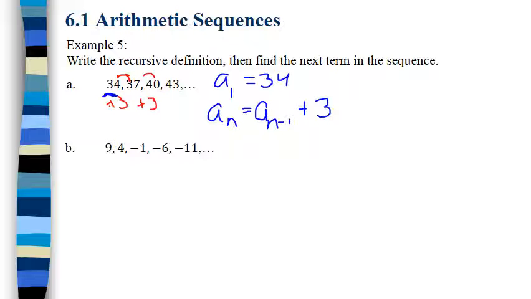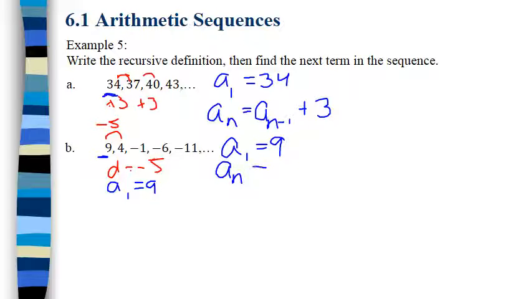So let's do another one. In this example, the common difference goes from 9 to 4. So if you do 4 minus 9, you get negative 5. So the common difference here, d, is negative 5. And our starting value, the first number, is 9. So a sub 1 equals 9. To write my recursive formula, a sub 1 equals 9, and then each next term equals the previous term, a sub n minus 1, minus 5, or plus negative 5. You could write that also.